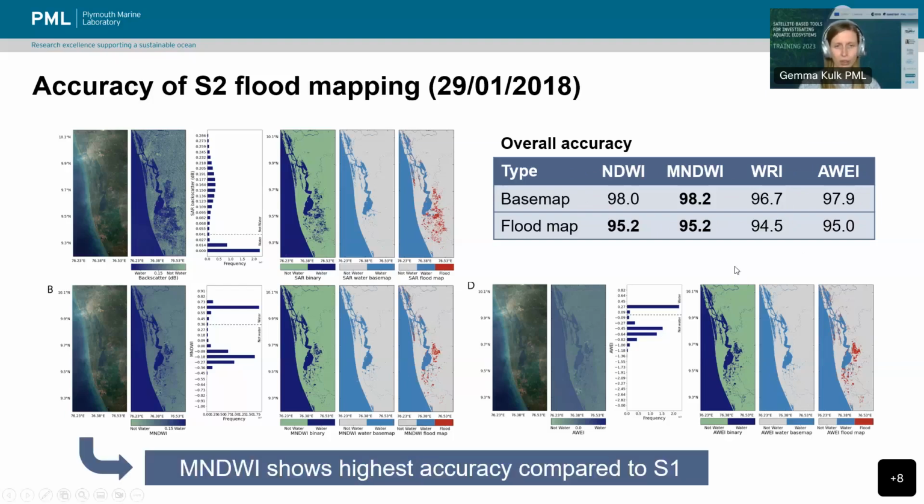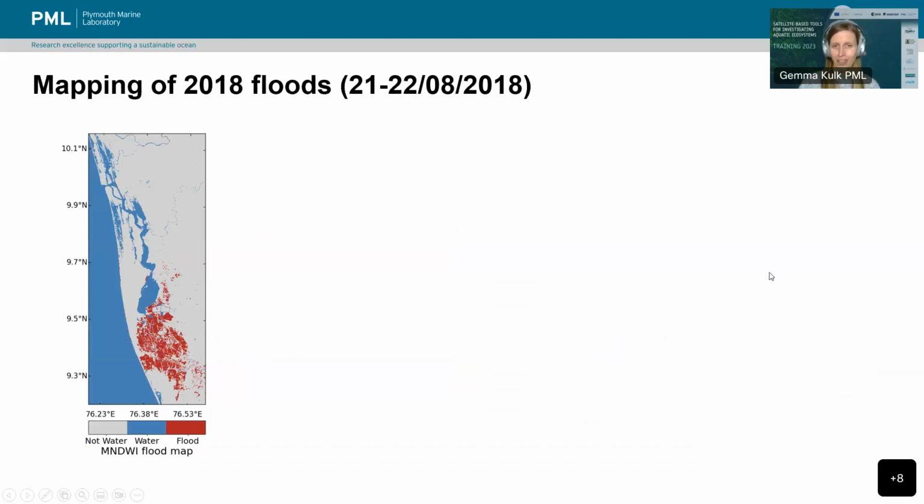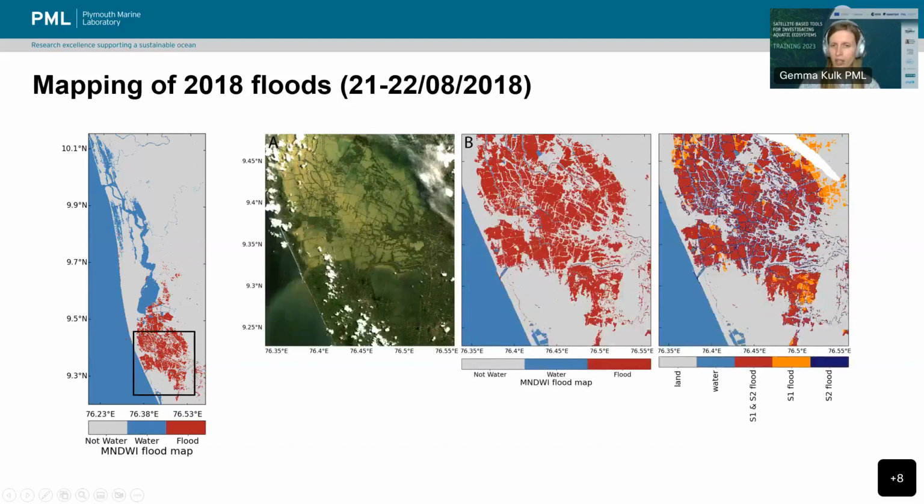We then use the MNDWI to map floods in August 2018, as you can see here on the left. And the main area of flooding was towards the south of Lake Vembanot. And when we zoom into this region, we can see the flooded area on the RGB image having a slightly more yellow color than the surrounding land. And that's also indicated in red in the flood map in the center.